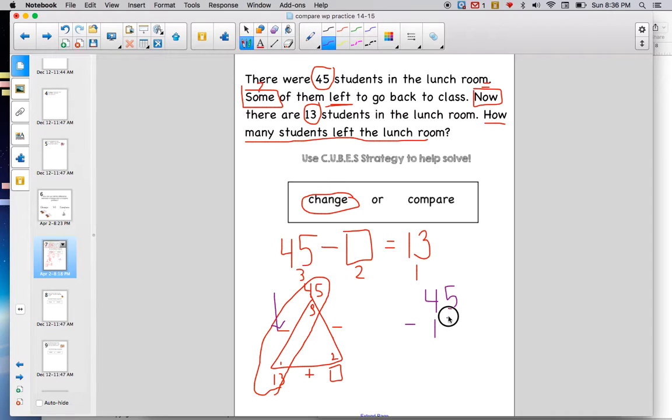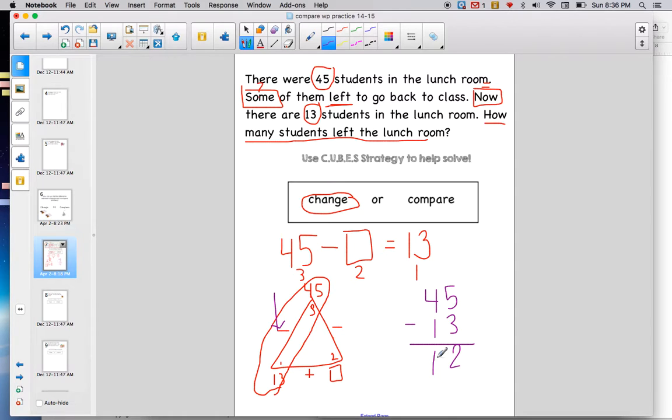45 take away 13. 5 take away 3. Is that more on the floor or more on top? More on top. No need to stop. Take away. 4 take away 1. That's more on top. 1.